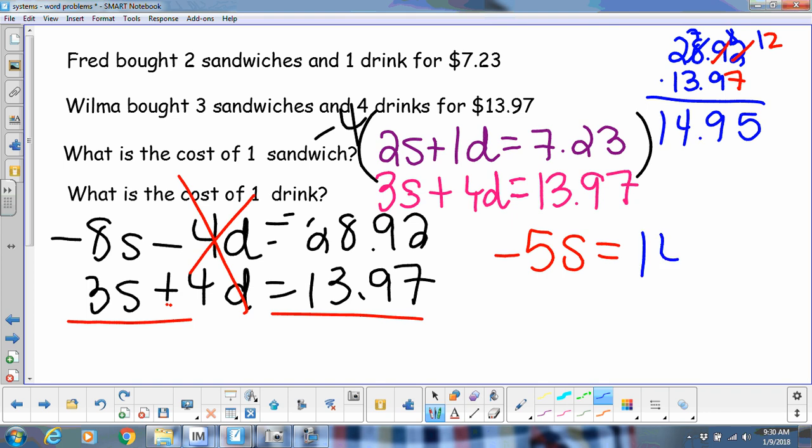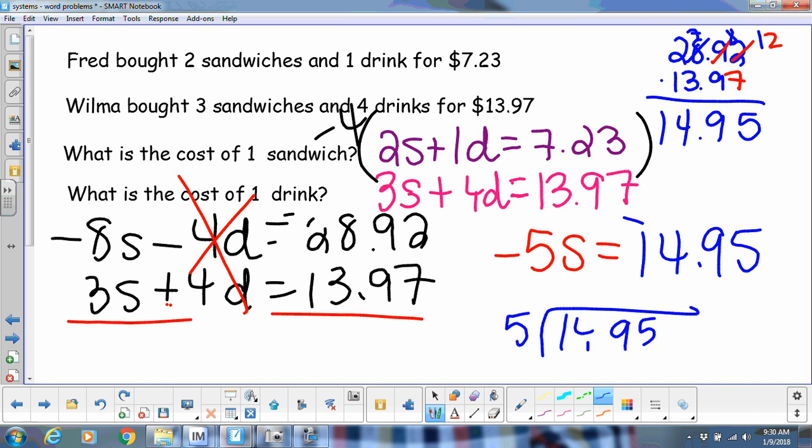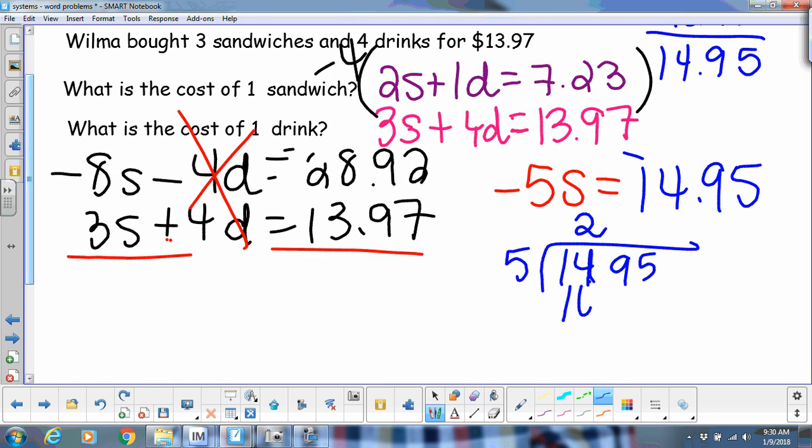1495? And then what do we have to divide 1495 by? We have to divide by 5. So 5 needs to go into 1495. How many times 5 going to 14? 2. So that gives me 10. How many times 5 going to 49? 9. That gives me 45, which again gives me 45, so that makes it $2.99, right? $2.99 is the cost of a sandwich.